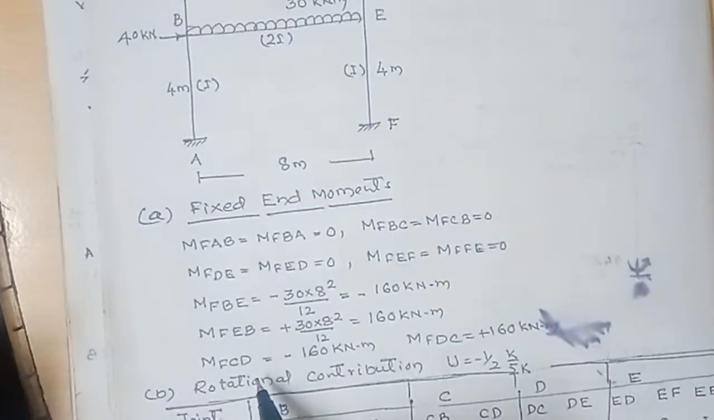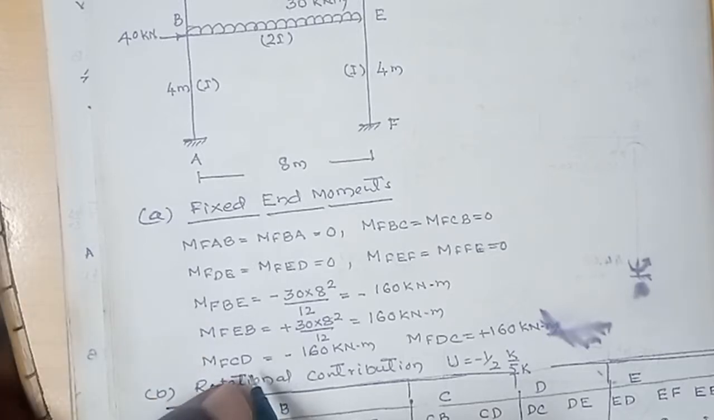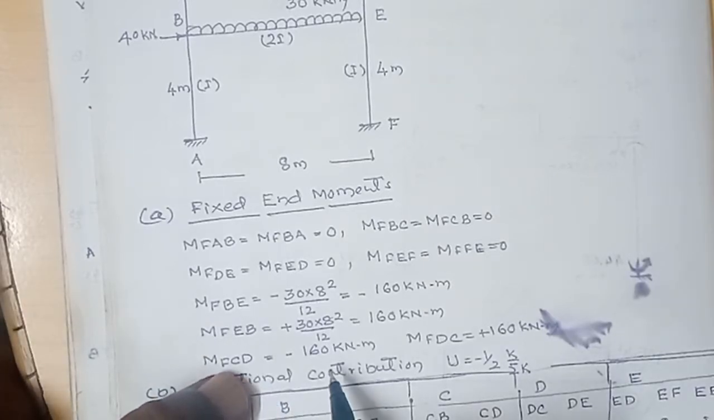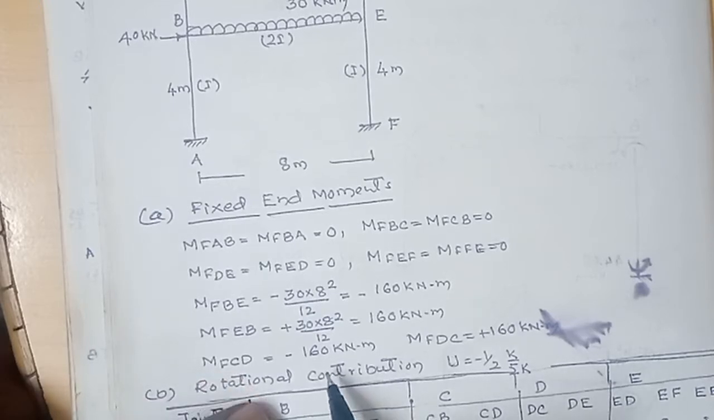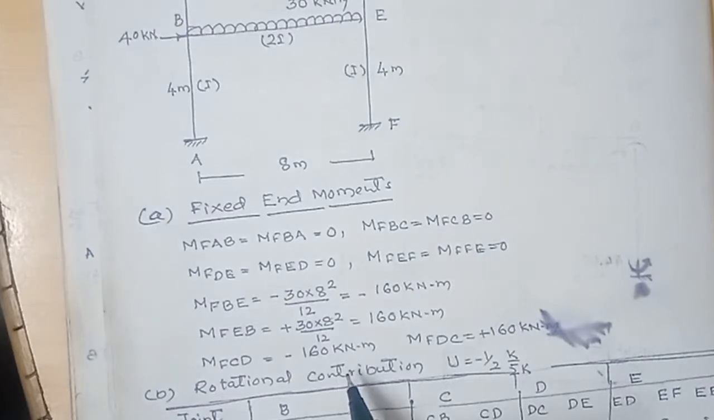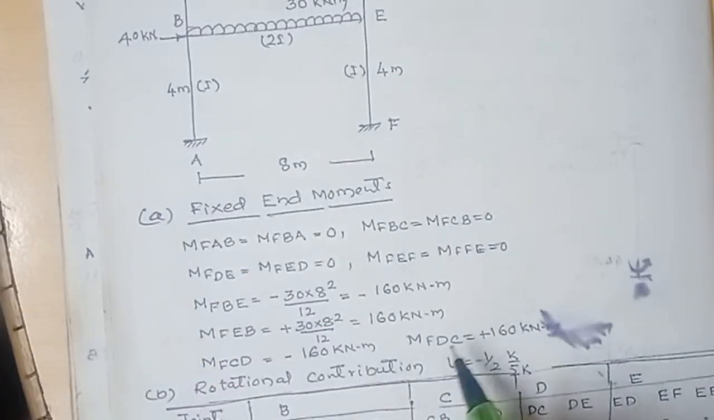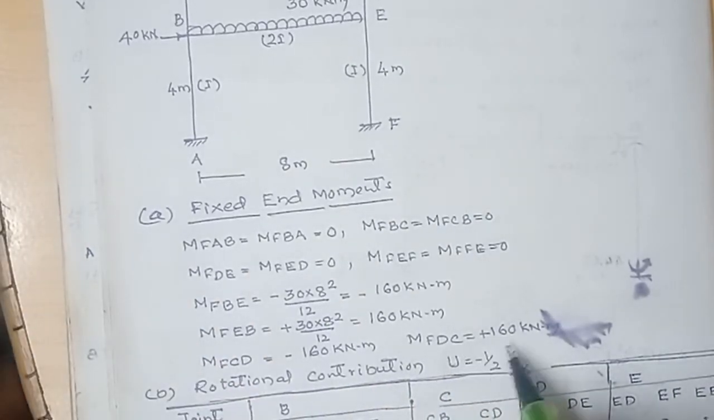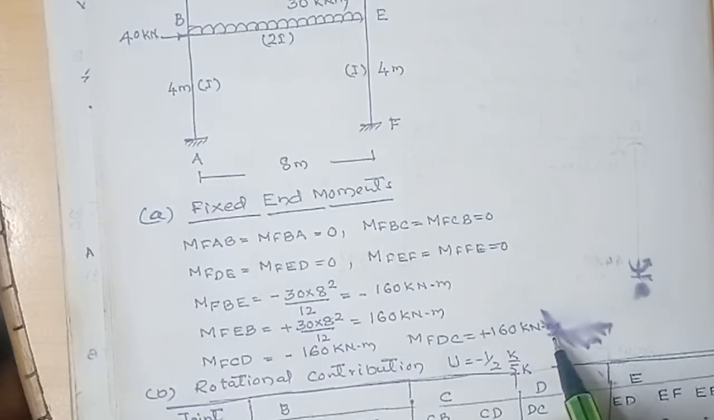Then the top story horizontal member, that is from left to right, MFCD, again it is subjected to the same load, hence it is anti-clockwise minus 160 kilonewton meter. MFDC from the other end, it is clockwise 160 kilonewton meter.